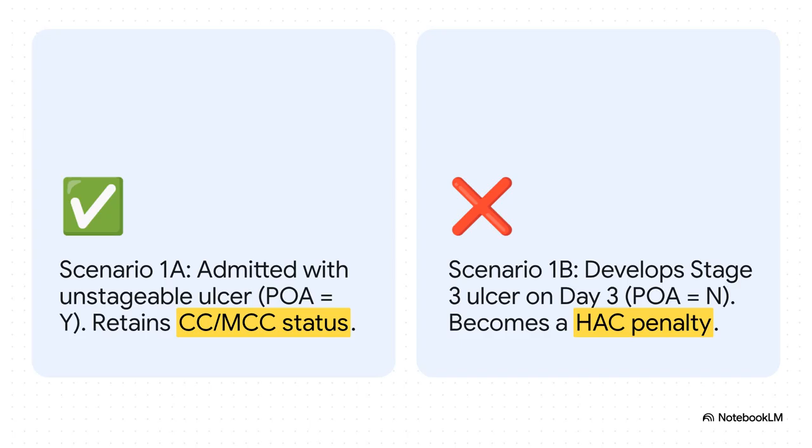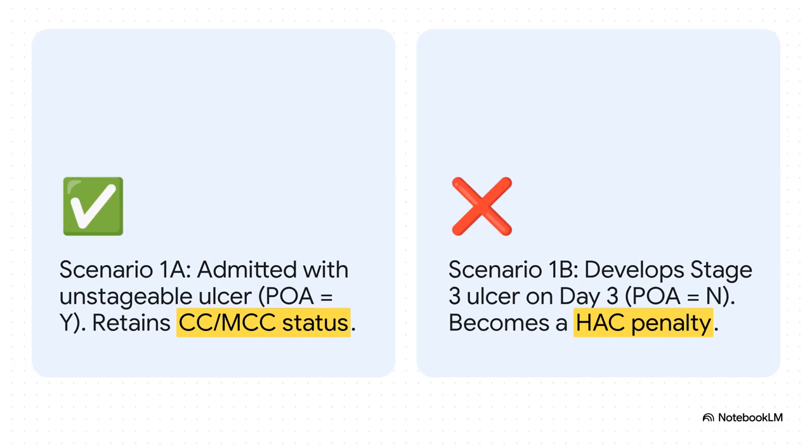Section 4, Clinical Examples and CDI Documentation Strategies. To really grasp the gravity of this, let's look at some real-world scenarios. Take Scenario 1A. A patient is admitted with an unstageable pressure ulcer that's already documented. The POA is Y. Because they came in with it, the hospital keeps the complication status, and reimbursement goes up to cover the complex wound care.